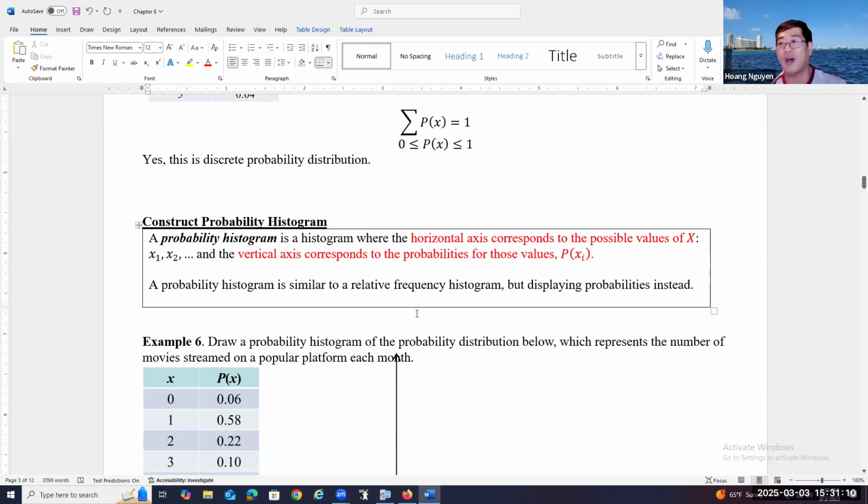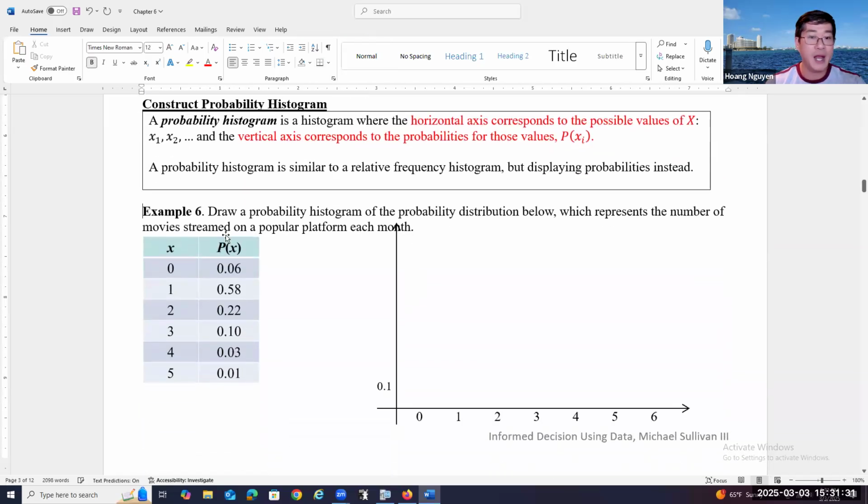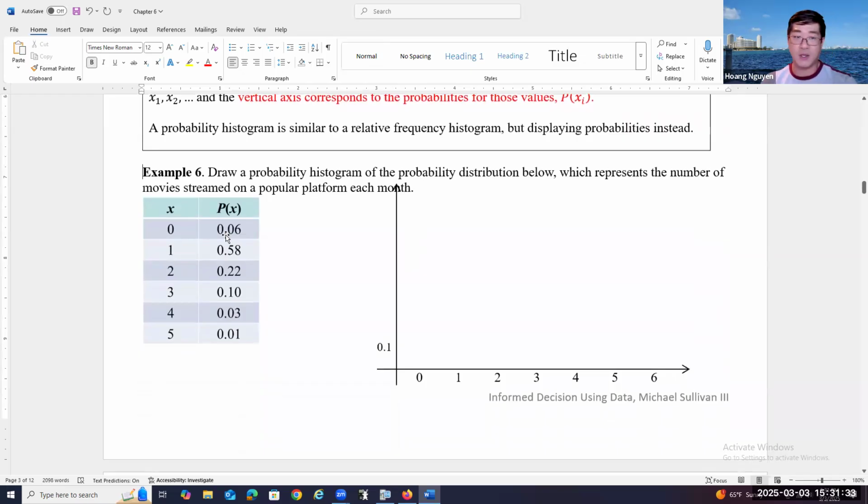So that's what we learned from chapter 2, right? For the relative frequency histogram, on the vertical axis we show the relative frequency. But this is a probability histogram, so on the vertical axis we're going to show the probabilities instead. Now we're going to take a look at the table that we have earlier. Now we're going to do this histogram.